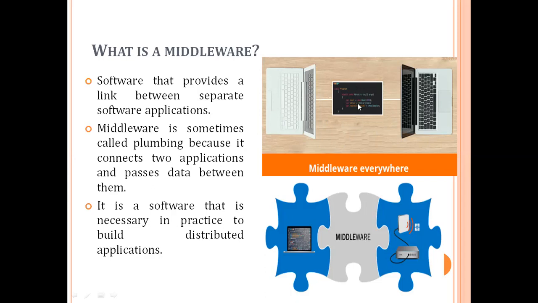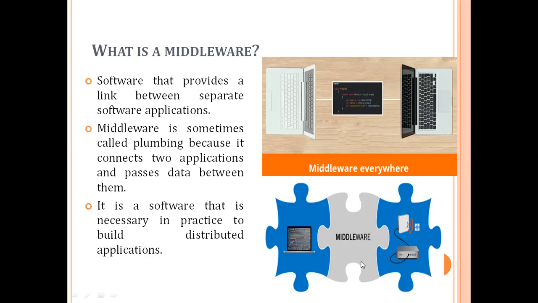So we can say middleware is nothing but a software. It provides a link between two different applications. The two different applications cannot be the same software. Here the different applications can be, one application can be a software application, another application can be any kind of application like a hardware application, network application, or any other application. So here, the middleware is a link between two different applications.